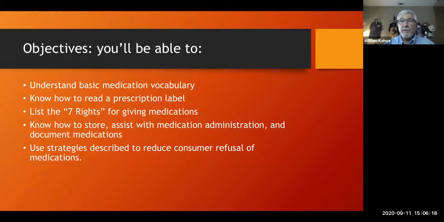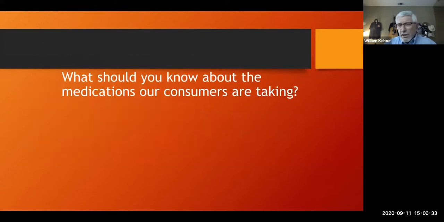We do find that to be a problem. They have the right, just like you and I, to take or not take their medications. And so I'm going to give you some pointers on things that you can do to actually help them, hopefully to not refuse. All right, let's talk about medications.